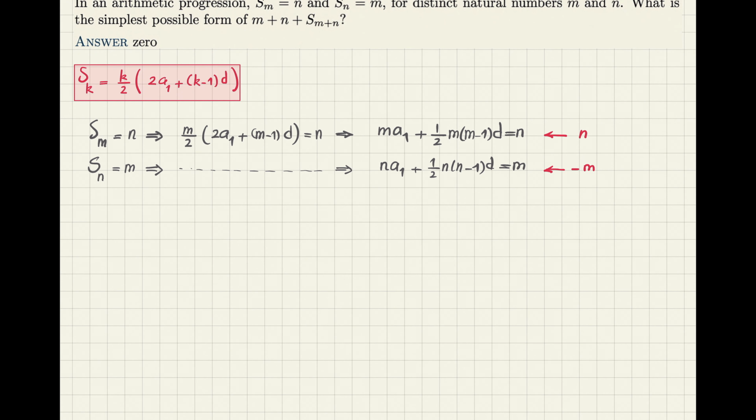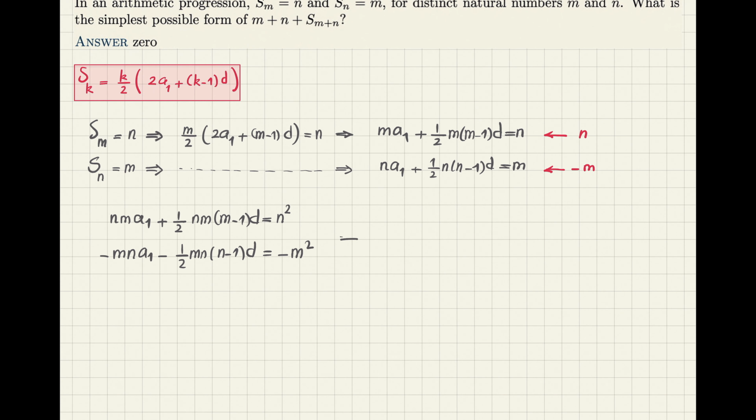The first equation then becomes nm a1 plus 1 over 2 nm (m minus 1) d equals n squared. The second equation will be minus mn a1 minus 1 over 2 mn (n minus 1) d, and the other side would be minus m squared.